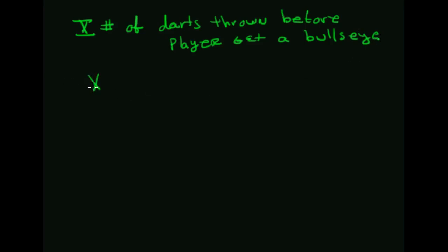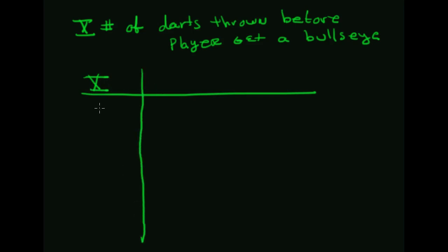Right, so X would be the number of darts thrown. You'd have to have 1 as the smallest number, right? They could have 2 darts, they could have 3, 4, 5. But as you can see, this could keep going on and on and on, right? They could, in theory, throw an infinite number of darts and never hit the bullseye, right? So the probability distribution here is set up this way.